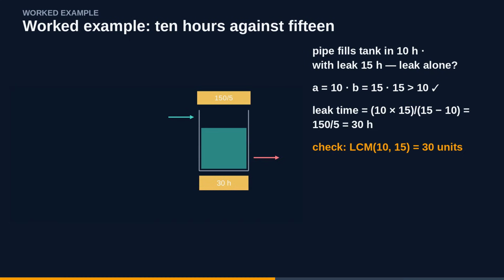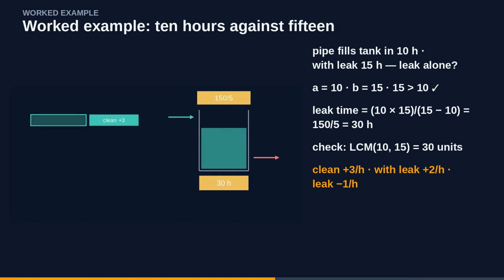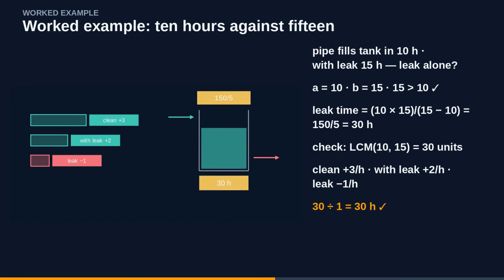Cross-check with the lowest common multiple. The tank holds 30 units. Clean plus 3 an hour, with leak plus 2, leak minus 1. 30 units at 1 unit an hour is 30 hours. The 2 routes agree. The leak alone empties a full tank in 30 hours.